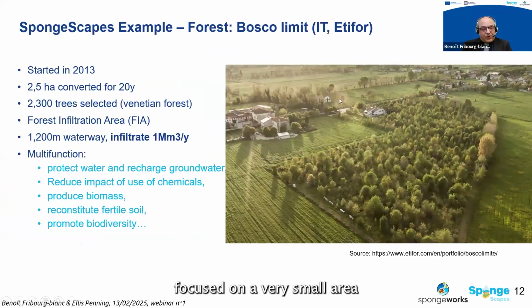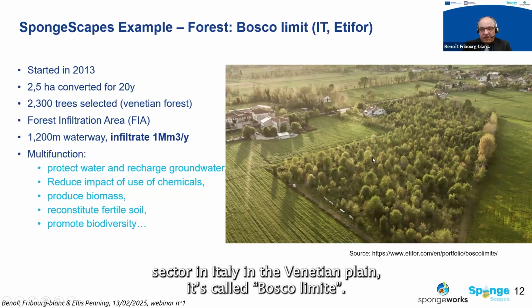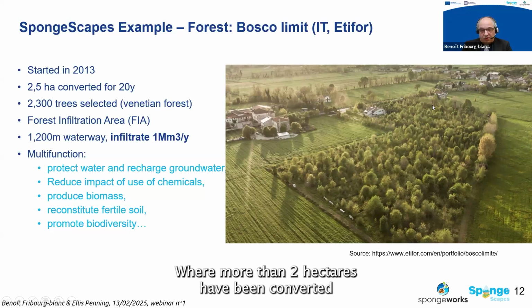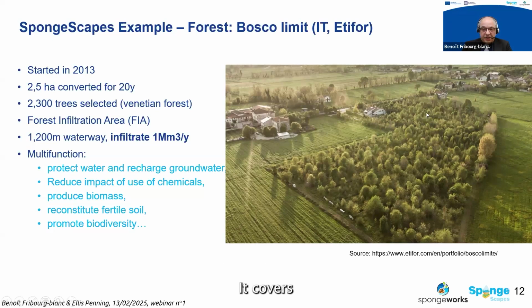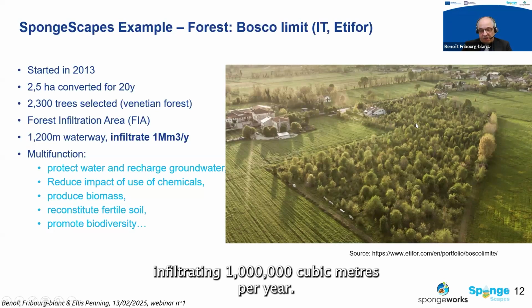Another example, more focused on a very narrow area, so a single measure more, and in the forest sector. So here we see Bosco Limit. It's in Italy, in the Venezia plain, where more than two hectares were converted for 20 years in forests, in an infiltration forest. So the concept is named Forest Infiltration Area, and it covers 1,200 meters waterway and infiltrates already. It was already monitored that it infiltrates 1 million cubic meter per year.